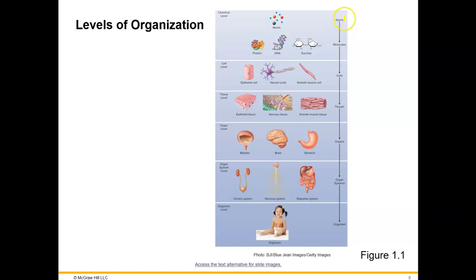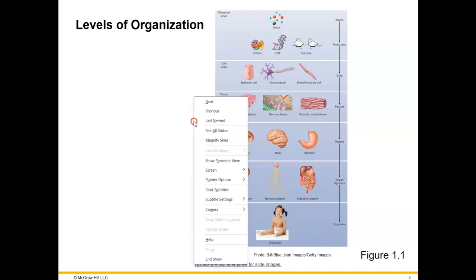So we have atoms combine to form molecules. What we don't have on this list is the word organelle. So make sure you know that it goes atoms, molecules, organelles, then cells, tissues, organs, organ systems, and organism. So just make sure you know where organelle comes.